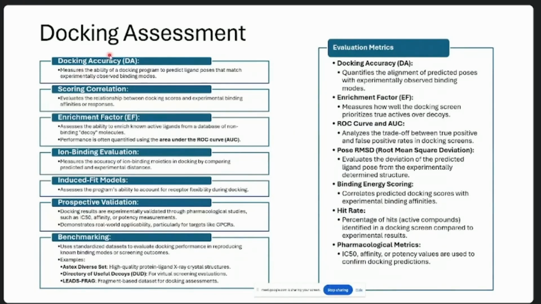For docking assessment, we have different kinds of metrics. We have accuracy. Correlation is very important with the experimental binding affinity and the experimental data. We also have the RMSD, or root mean square deviation, which is basically summing the squares of distances between, for example, our predicted molecule and our gold standard. So it evaluates the deviation of the predicted ligand pose from the experimentally determined structure, and this is important, for example, in the redocking process. We have simply the binding energy scoring and how it correlates with the experimental binding affinities reported, and so on.